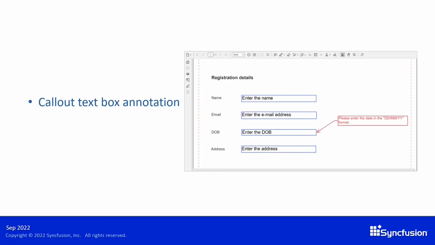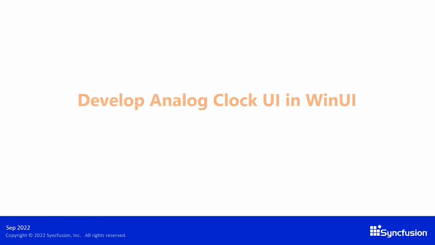We support including callout text box annotation. A callout text box annotation usually holds a text note enclosed in a box that points out an element in the PDF document. That's about the updates in the 2022 Volume 2 release.